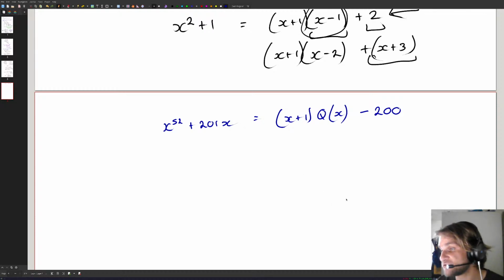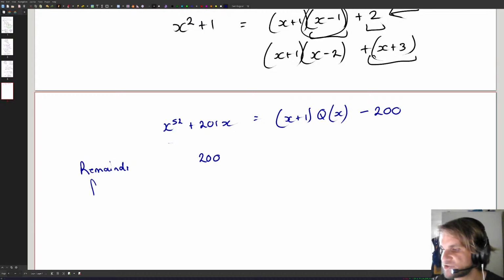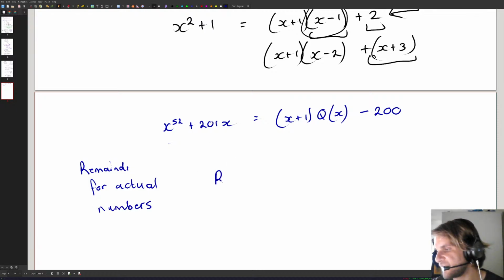If you do plug actual numbers in here, this equation's still going to be true. So the remainder when you plug actual numbers in is going to be the same as the remainder when you divide 200 by x plus 1. So the remainder for actual numbers is the remainder when you divide 200 by x plus 1.